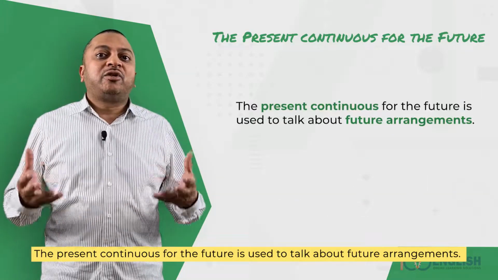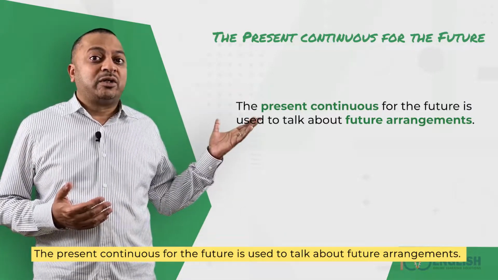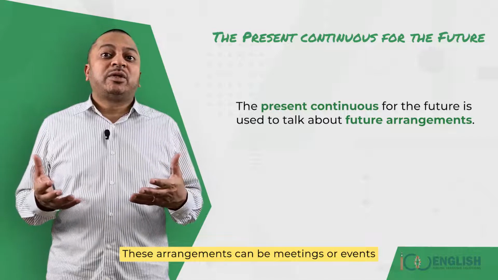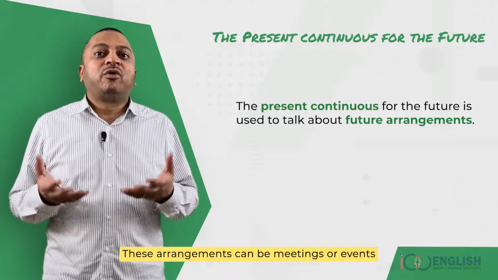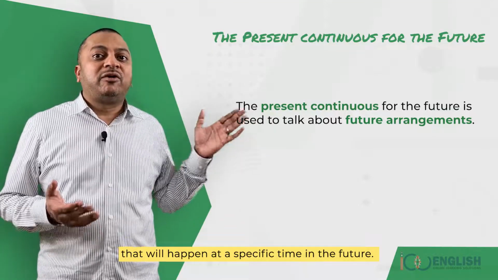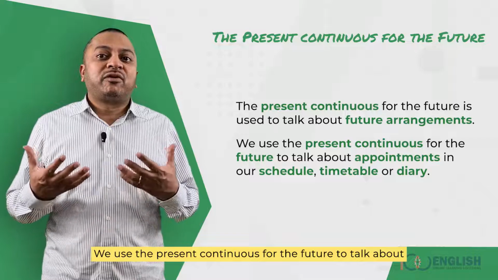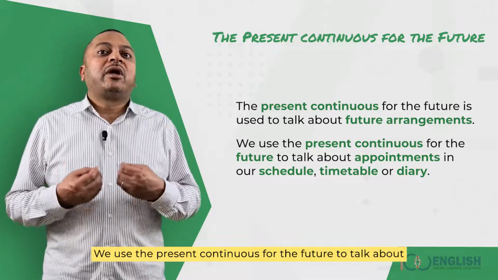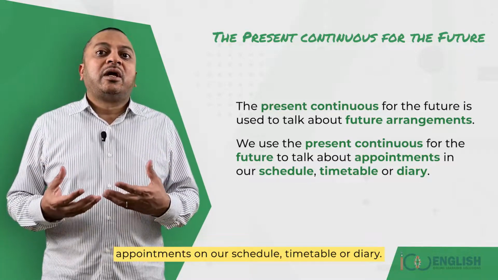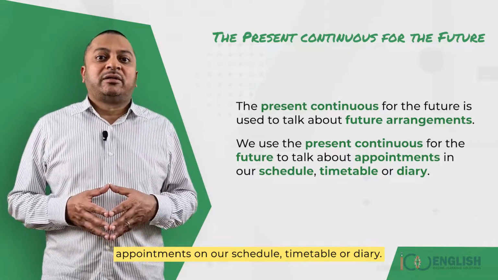The present continuous for the future is used to talk about future arrangements. These arrangements can be meetings or events that will happen at a specific time in the future. We use the present continuous for the future to talk about appointments in our schedule, timetable, or diary.